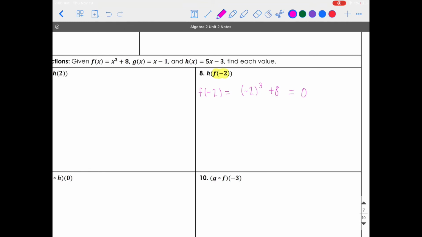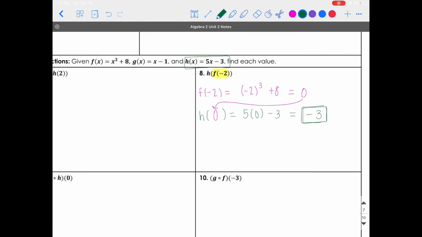So I'm going to take that 0 now and plug it in to my h function. So I'm going to find h of 0. 5 times 0 minus 3, because my h up here at the top is 5x minus 3. And that is negative 3. And negative 3 is your answer.